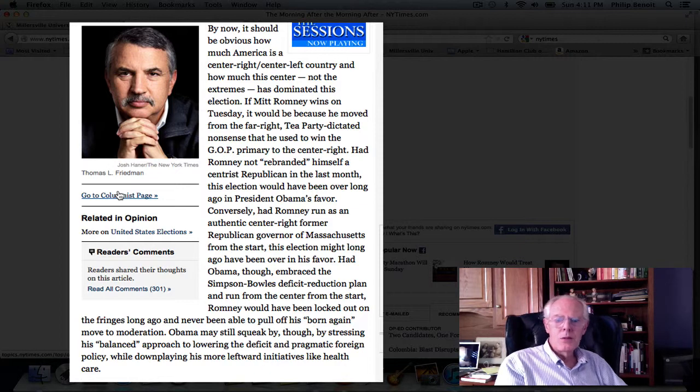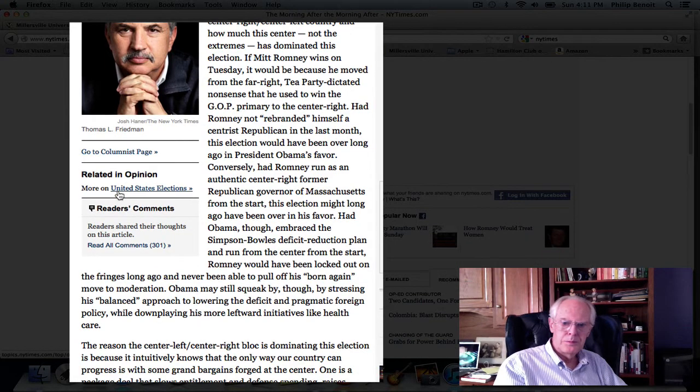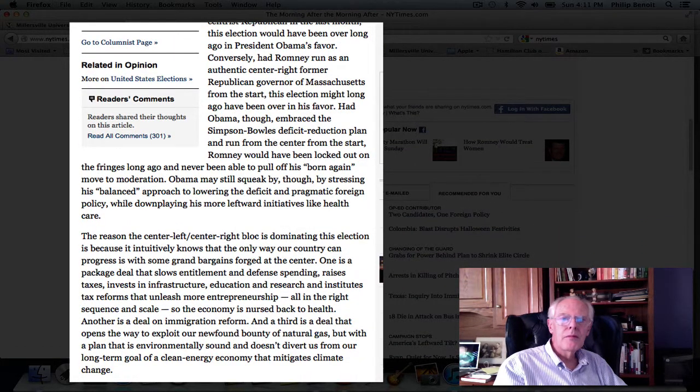Next sentence. "Had Romney not rebranded himself a centrist Republican in the last month, this election would have been over long ago, in President Obama's favor." Again, a sentence that's fairly straightforward. So we'll move on. Conversely, let's just scroll up a little bit. "Had Romney run as an authentic center-right former Republican governor of Massachusetts from the start, this election might long ago have been over in his favor."